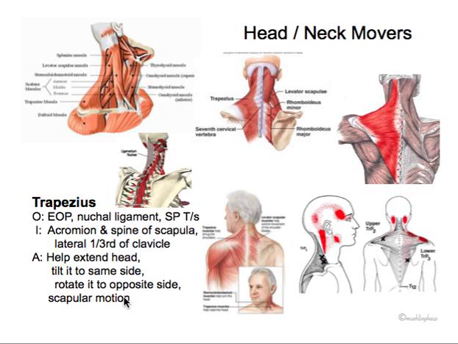And then the other thing it does, when the head is stiff, is it has a lot of the scapular motions that happen here. So it helps the shoulder move around. And we'll talk about that when we get to the upper extremities.